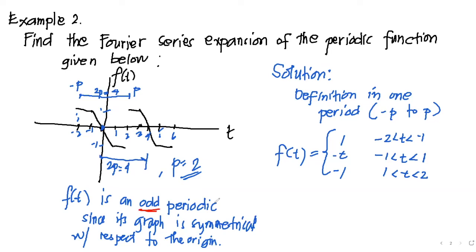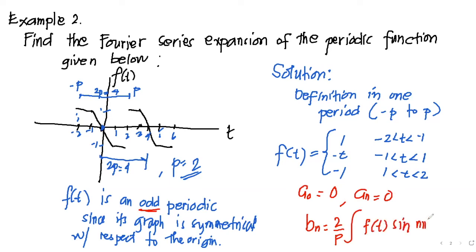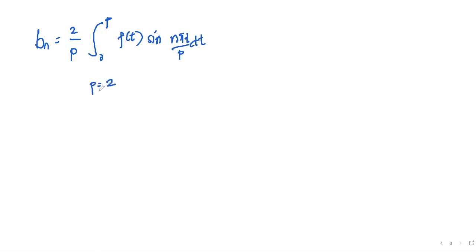And take note, as I mentioned earlier, two of the Euler constants will be 0, and those are a sub 0 and a sub n. Now, what you're going to do is solve for the remaining Euler constant, b sub n. This is the formula that you're going to use: 2 over p times the integral of f of t sine of n pi t over p, with limits from 0 to p. Again, rewriting that formula, 2 over p times the integral with limits 0 to p, or 1/2 of the period, of f of t times sine of n pi t over p dt.